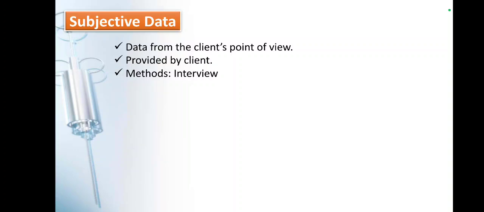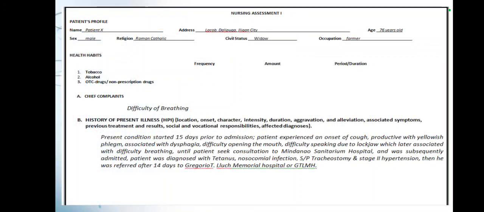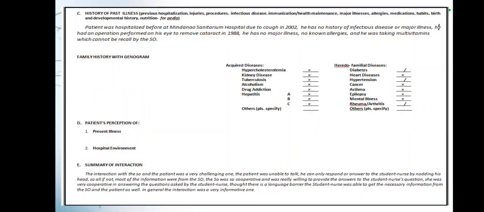Okay, so that is a type of data that came from the subjective data of other people. In this example, we have health habits. Only the patient can provide you that. Their name, sex, address, age, chief complaints, and history of present illness are just examples of the data that you can gather from your patient through interview.